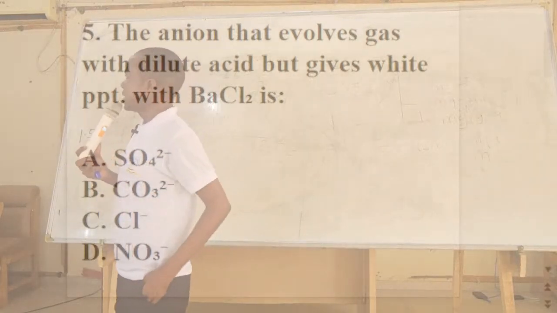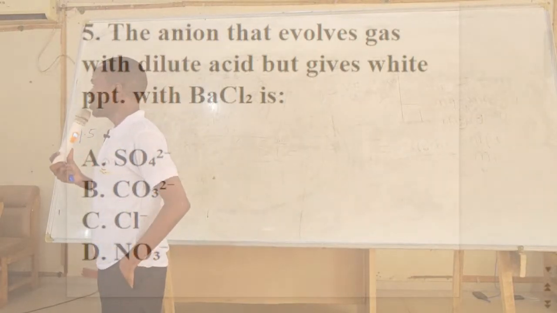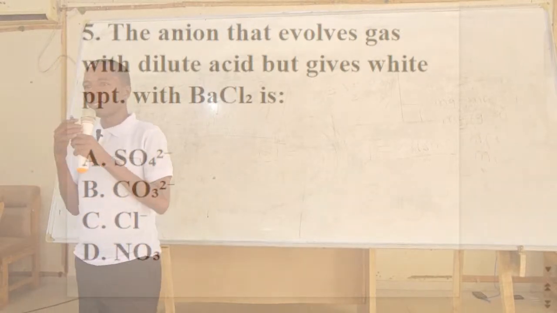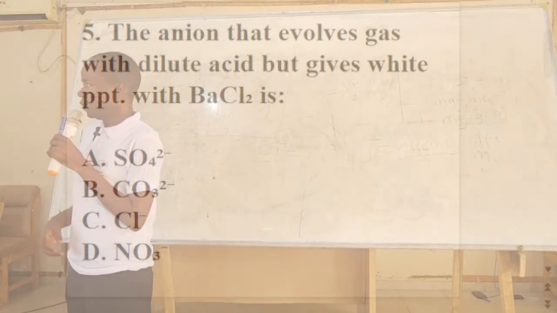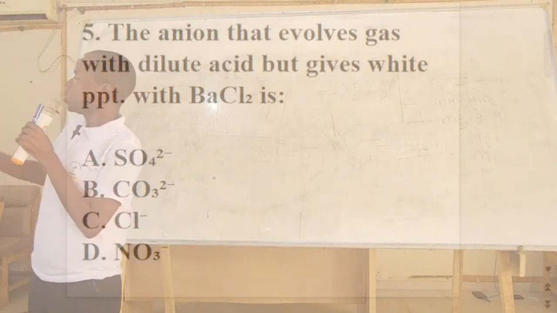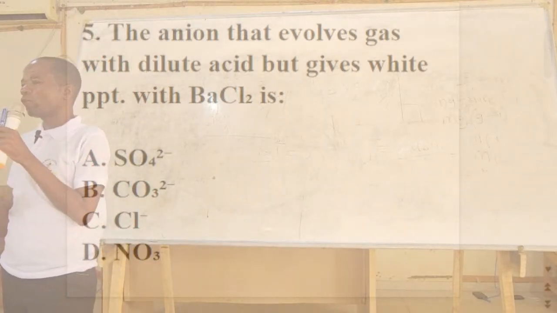The anion that evolves gas with dilute acid but gives white precipitate with barium chloride is dash. If you look at this, the correct answer is option B. Now, option B is trioxocarbonate(IV) ion.